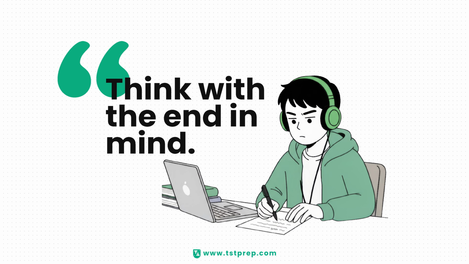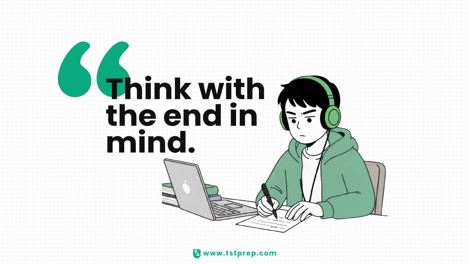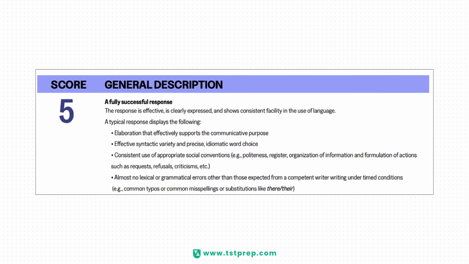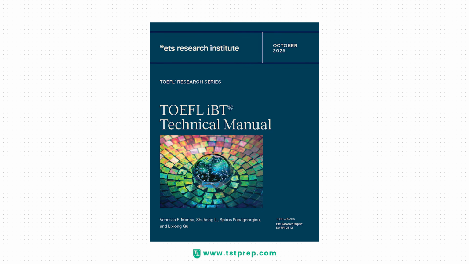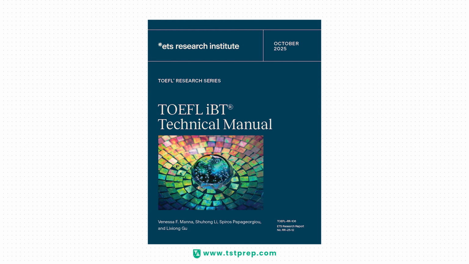So you want to think with the end in mind. You want to think about how you're graded. There are two sources that I have here from ETS, the company that makes the TOEFL. The first is their scoring rubric for writing. They also have something called the Technical Manual for the 2026 TOEFL that has a bit more detail about what's included and how you're graded for writing an email. So we're going to go through each of these grading criteria, and I'm going to show you how this essay hits all of these points.